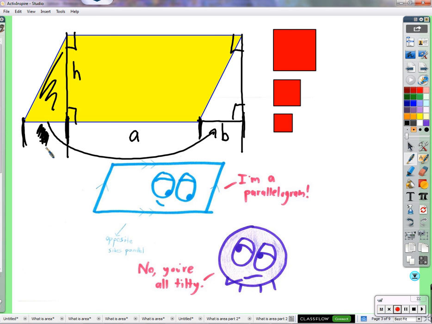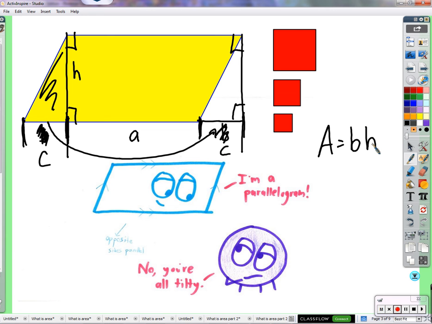Let's call it A and C. Oh, man, this doesn't have... So from here to there, that's the base of the rectangle, which is the same as the base of the parallelogram, okay? The area of that rectangle is base times height.